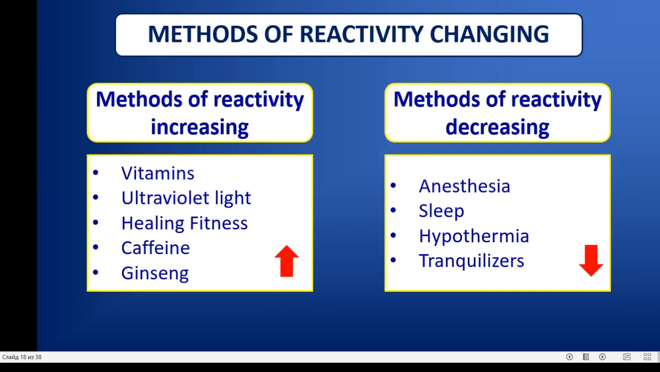Methods of activity change. Methods of activity increasing. Effects: vitamins, ultraviolet light, healing fitness, caffeine, dancing. Methods of reactivity decreasing. Effects: anesthesia, sleep, hypothermia, tranquilizers.